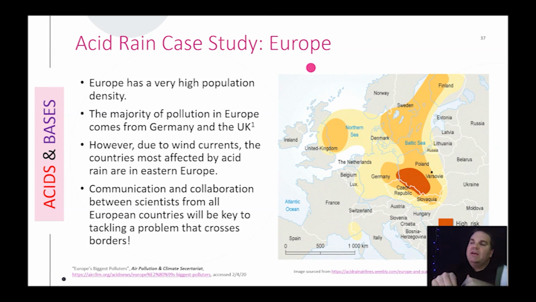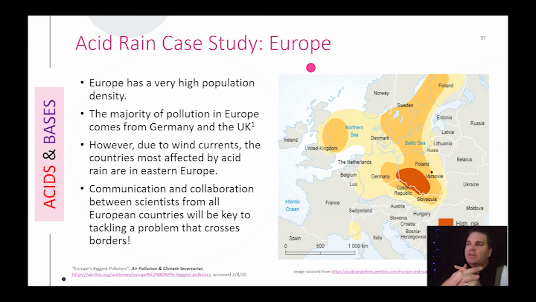So acid rain is a problem that Europe in particular is really having to face, because it's something where the pollution in one country affects another. So there's a lot of communication and collaboration between scientists. That key concept there, communication and collaboration, is going to be really important for tackling this problem that crosses borders.